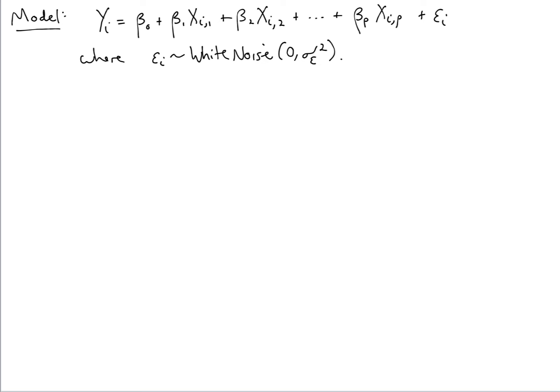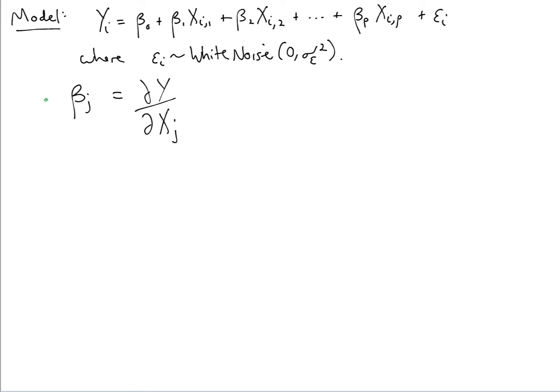And it is true that we can still think of beta naught as an intercept and the rest of the betas as slope-type terms. But the difference now is that beta j is the partial derivative of y with respect to xj. So each one of these betas is the slope when we restrict it to the partial derivative associated with xj.